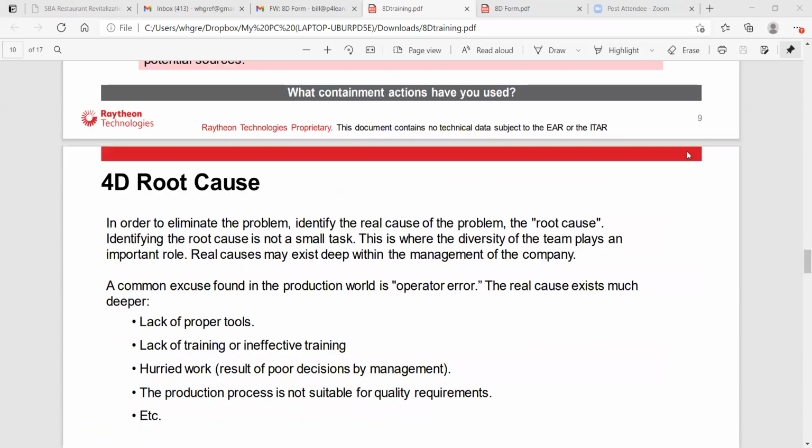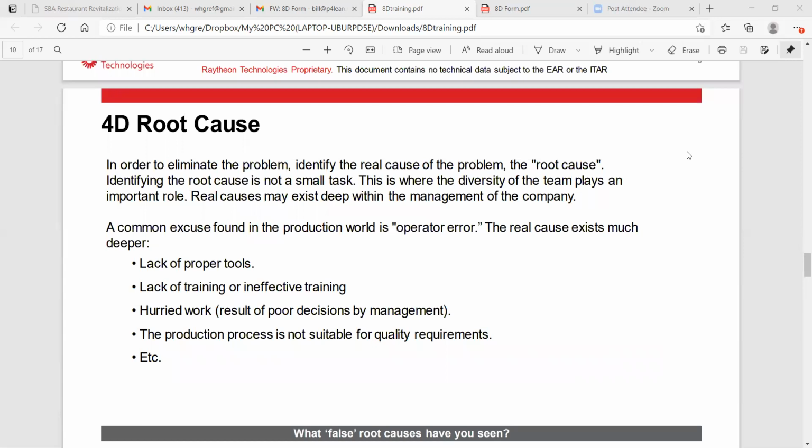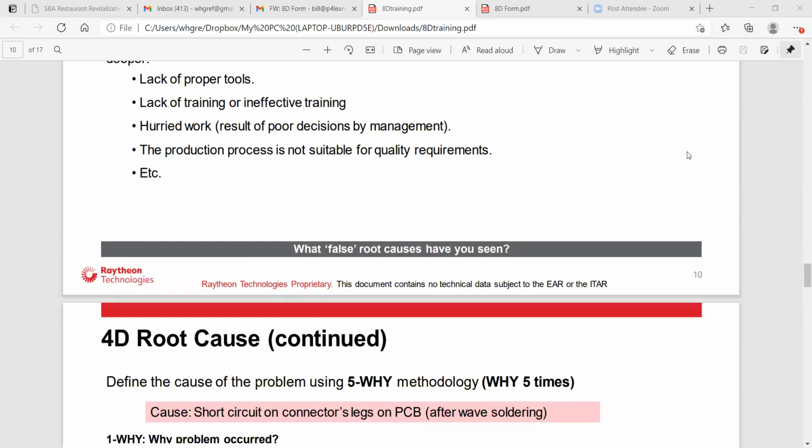Root cause, and this is probably the most important one of the 8Ds. To eliminate the problem, identify the real cause, which is the root cause. We don't want to just cure symptoms. A common excuse found in the production world is operator error, and in reality, the real cause is much deeper, because it could be a lack of tools, it could be lack of training or ineffective training, it could be hurried work, it could be the production process isn't suitable for quality requirements, etc.